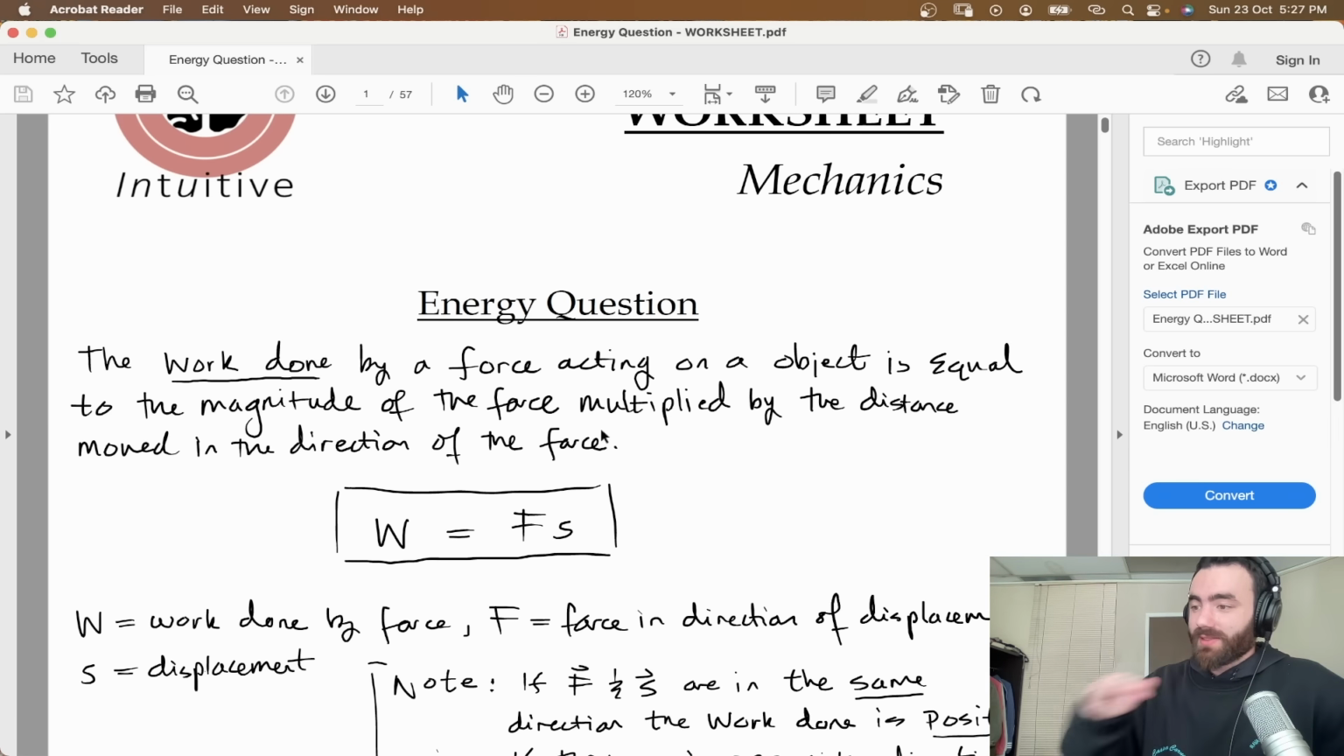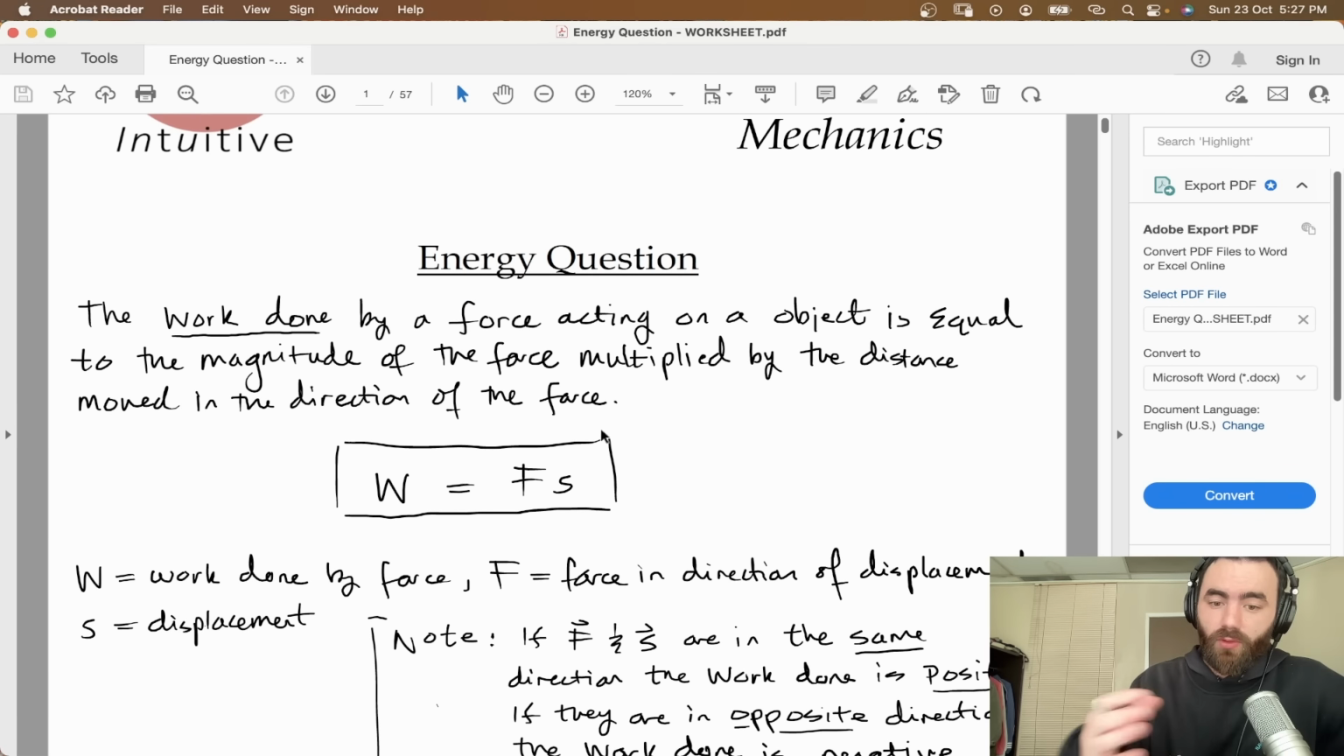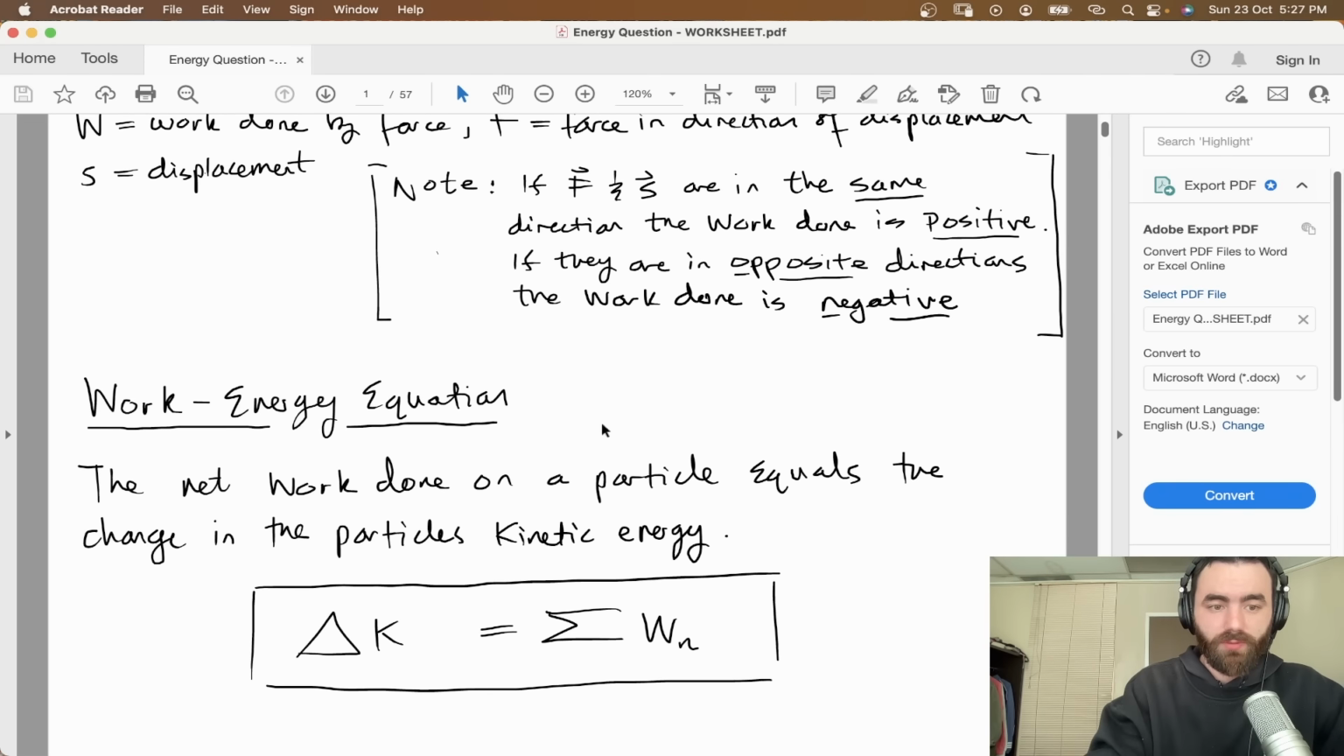So if they're acting in the same direction, well, then the work will be positive. There'll be positive work done. If they're acting opposite, then the work will be negative. Okay, so that's the equation for work done. Force times displacement. Force and displacement are acting in the same direction.